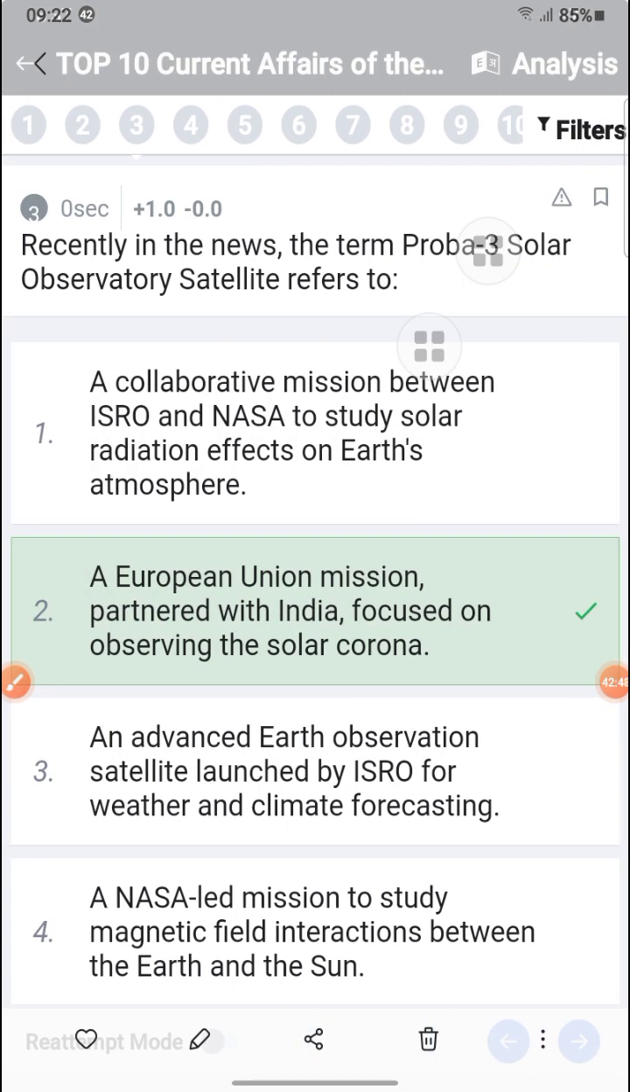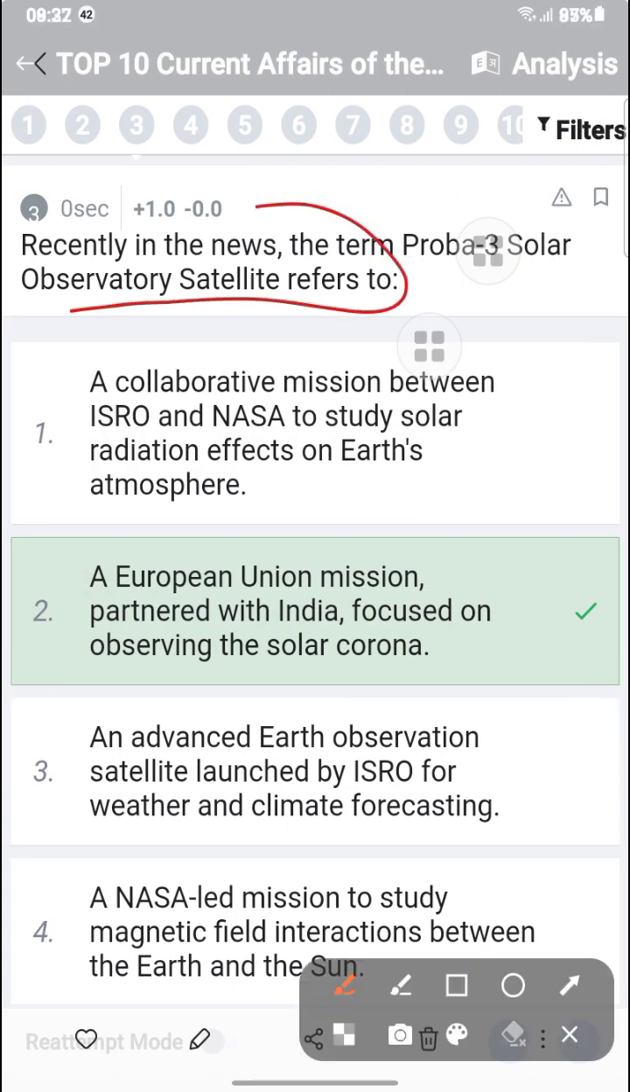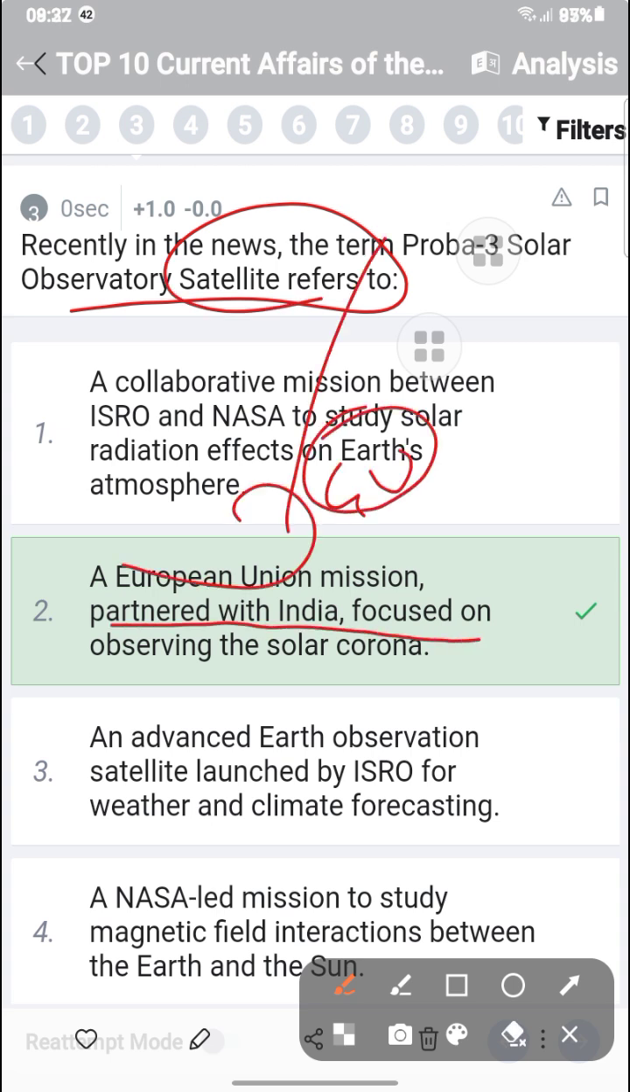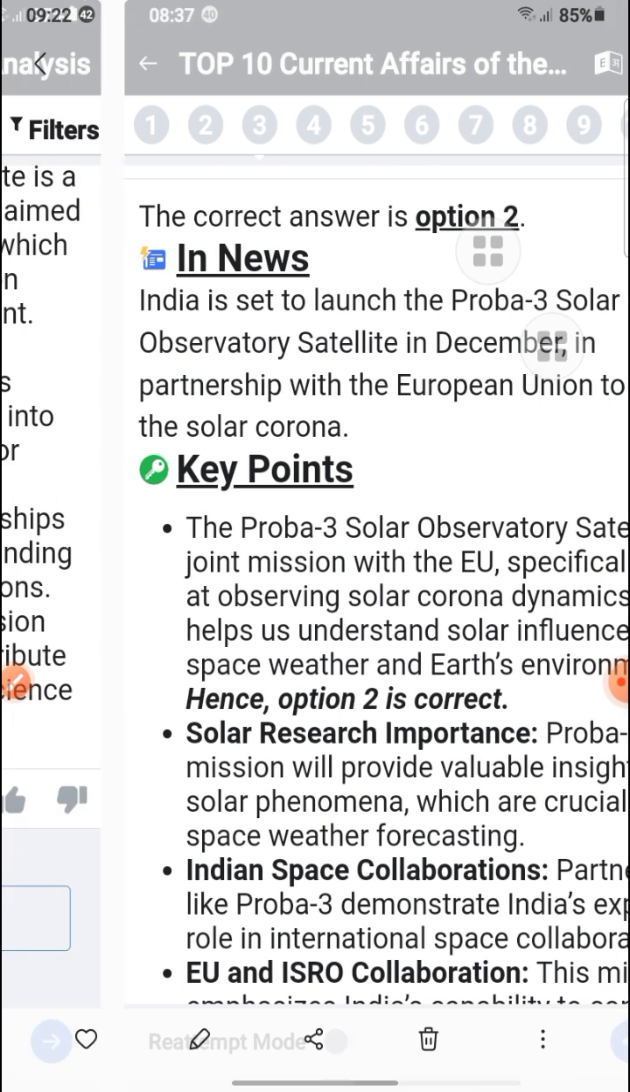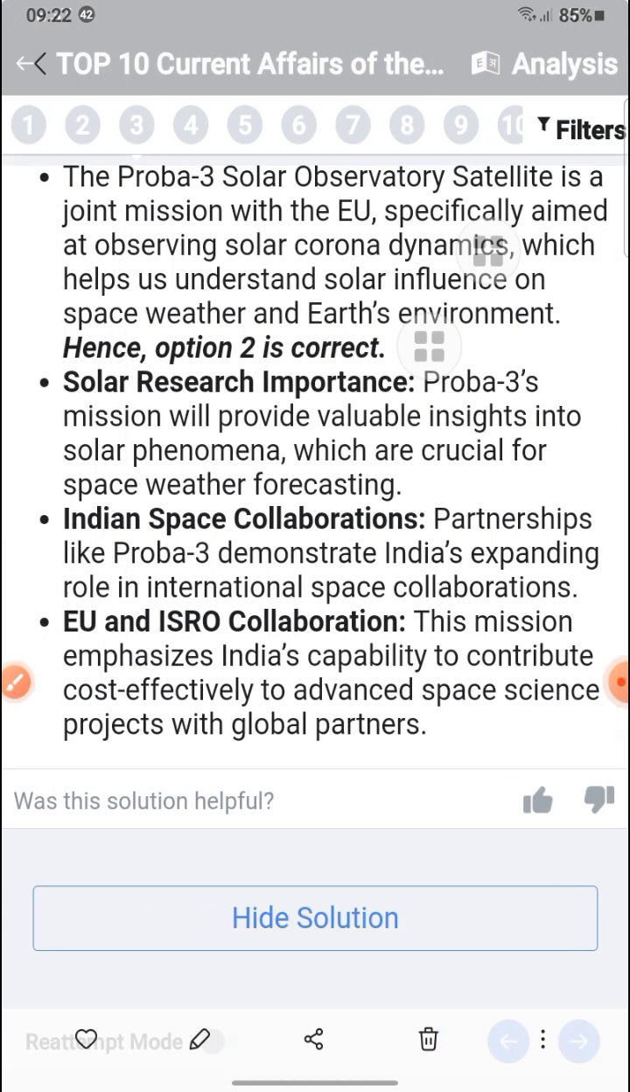Recently, a new term: Proba-3 solar observatory satellite. It is a European Union mission partnered with India, focused on observing the solar corona. So India is set to launch the Proba-3 solar observatory. It is a joint satellite mission with the EU, especially aimed at observing the solar corona and solar research. This Indian space collaboration with the EU and ISRO mission contributes capability in cost effectiveness and advanced space science.